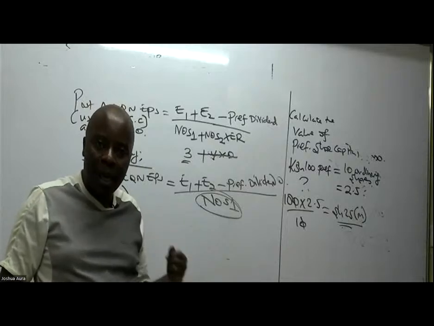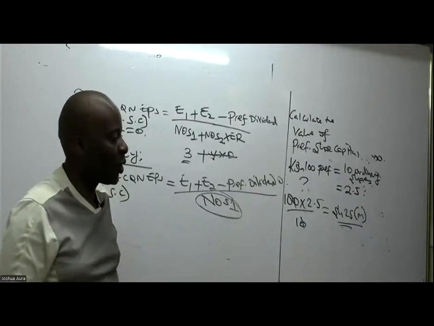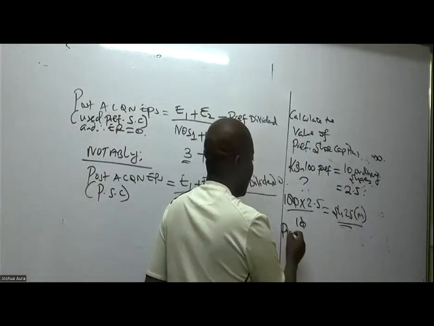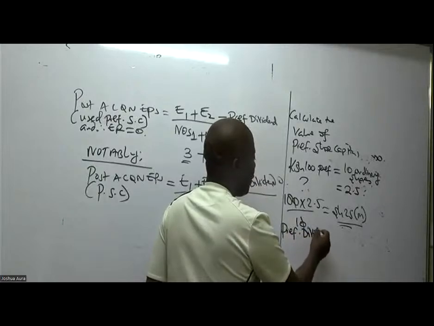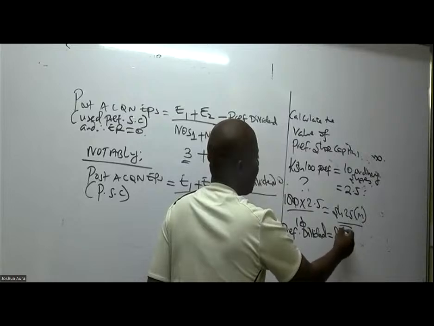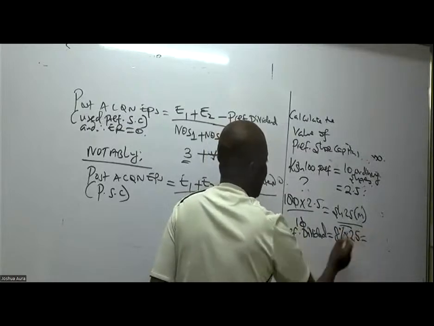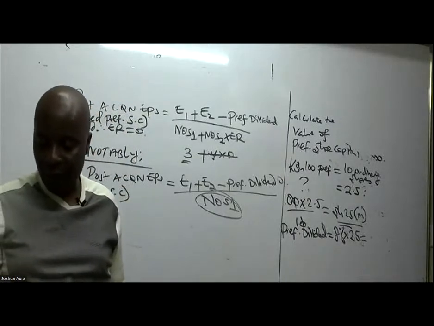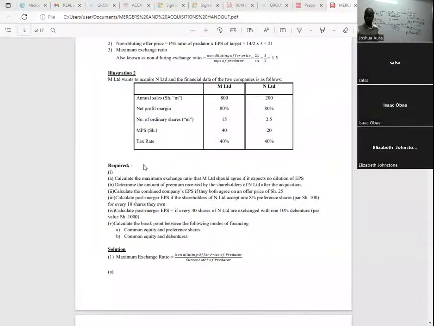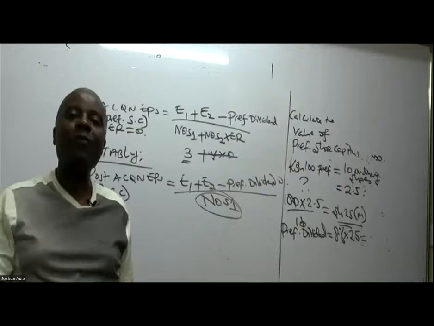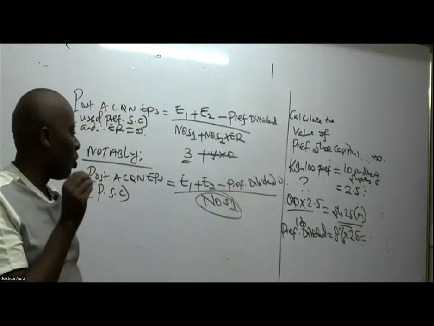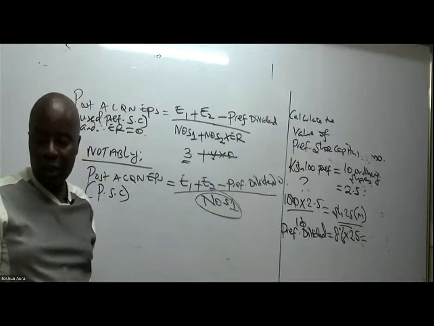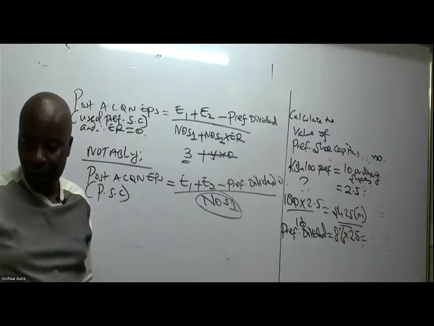Now, having gotten that, I'll ask myself, out of these shillings 25 million, how much in preference dividends will I be paying? So come here and calculate the preference dividend. They have given me the preference dividend rate as 8%. So 8% of 25 will be equal to how much? The preference dividend rate is 8% of the total preference share capital.